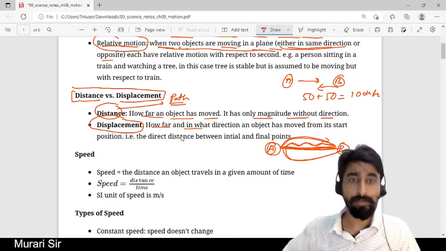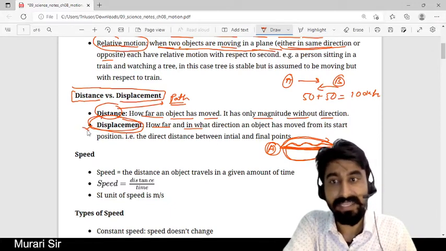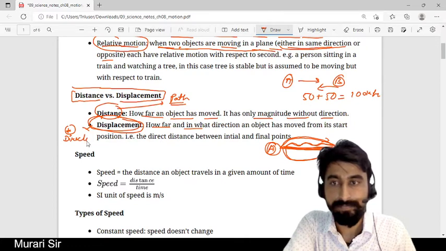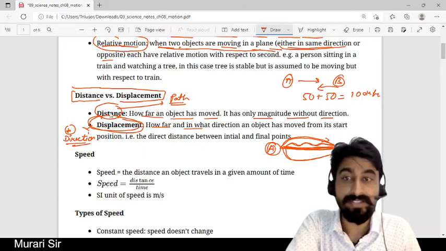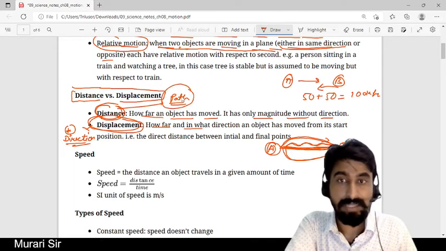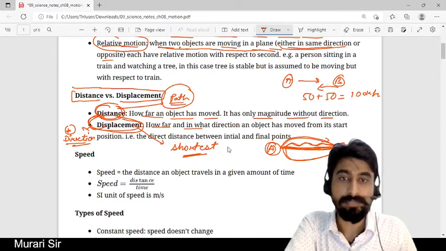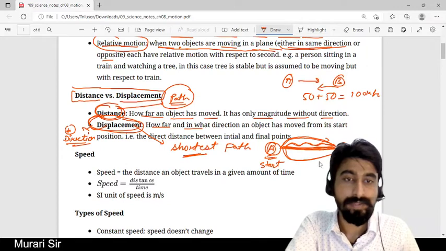Now we have to understand one more important thing, that displacement is the shortest path as well as it has direction. Understood? It has magnitude as well as direction, and distance has only magnitude but no direction. Distance is the actual path and displacement is the shortest path between the initial position, the starting point, and the final point. I hope it is clear.